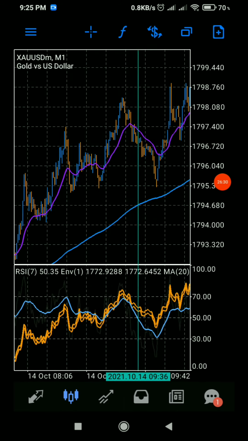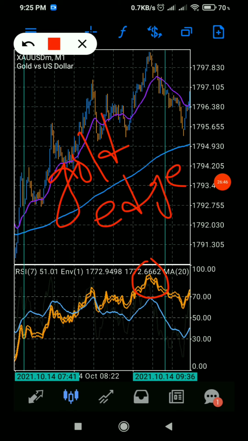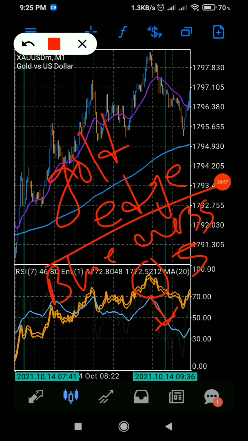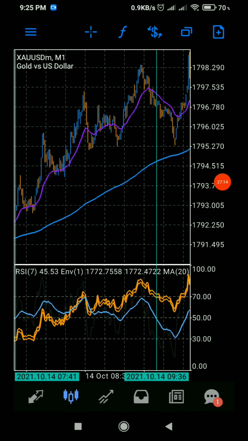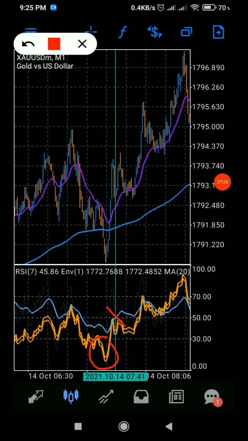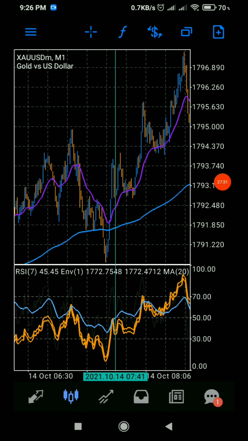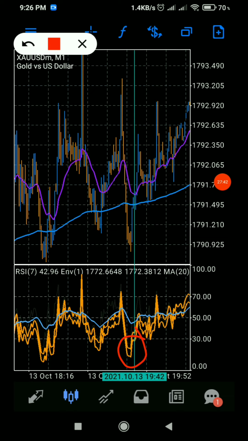Okay, and here another example. Golden sharp edge forming above the 70 level, and then the blue lines cross that 50 from the RSI, and you can take sell entries. So here is another example. Sharp edge forming, blue lines cross the 50, so buy signal. Here you see a sharp edge and blue crosses 50, so buy from here.